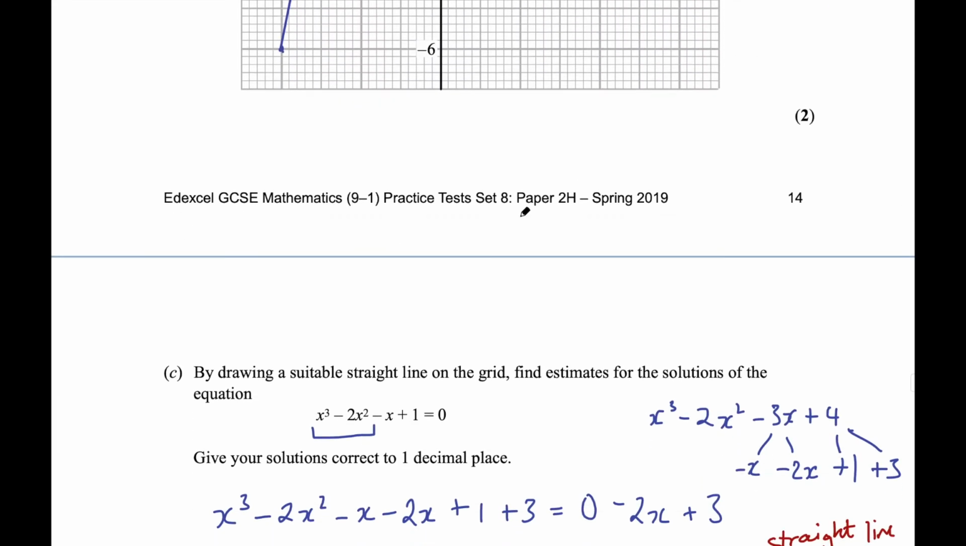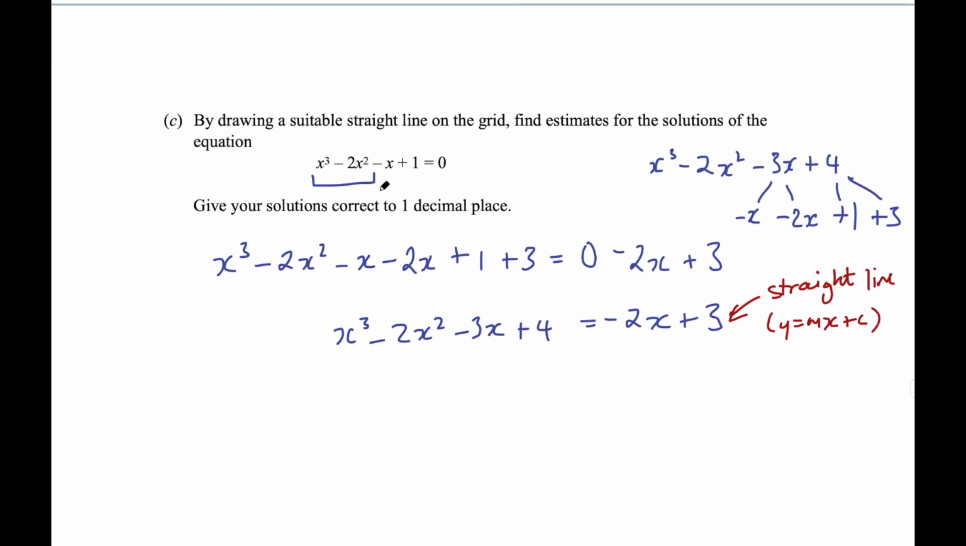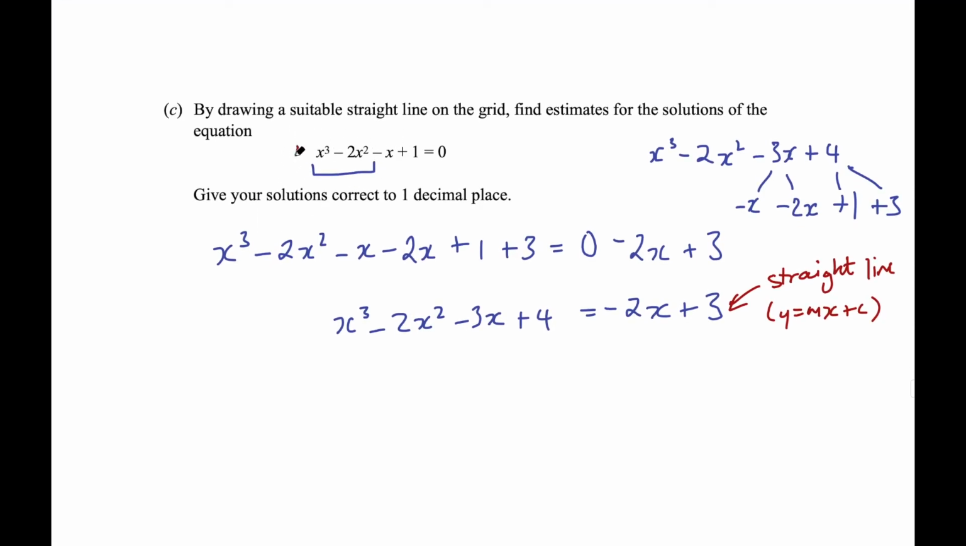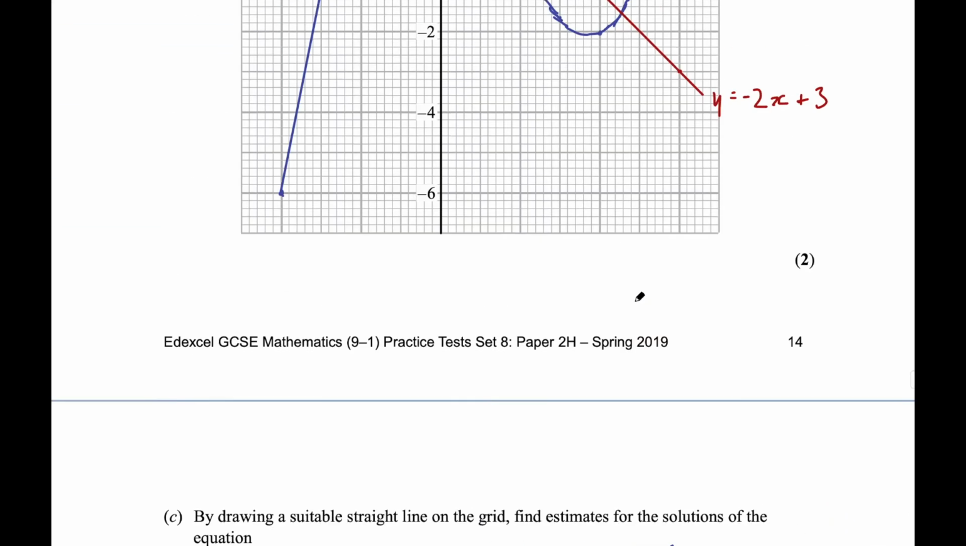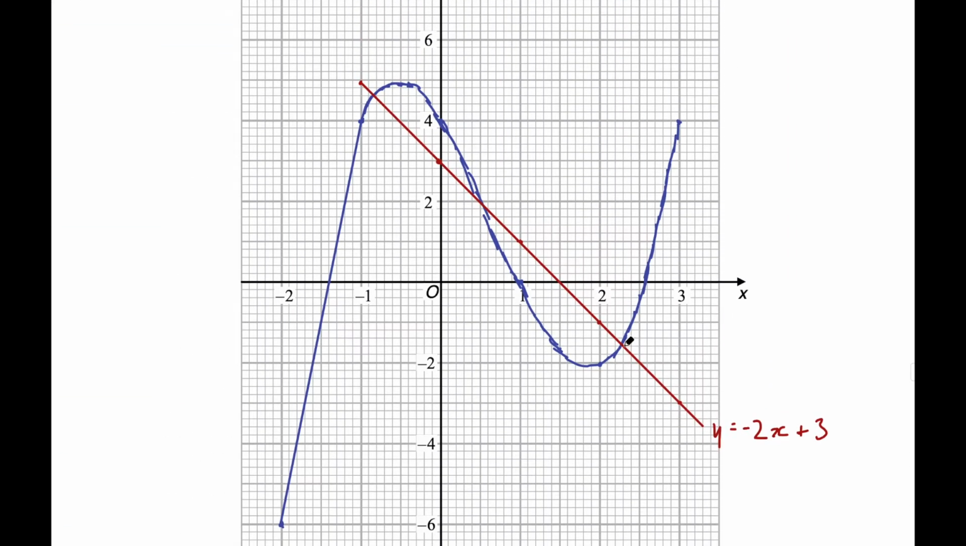And so now remember what the question is asking. We're looking for the solutions to this equation here, which are equivalent to this one here. That's the whole point. If we're solving this, we're also solving this one here. These two equations are equivalent because we kept it balanced, and so the solutions to this equation is where this cubic intercepts with this straight line. So wherever this straight line intercepts with this graph here, that will be a solution to this equation.